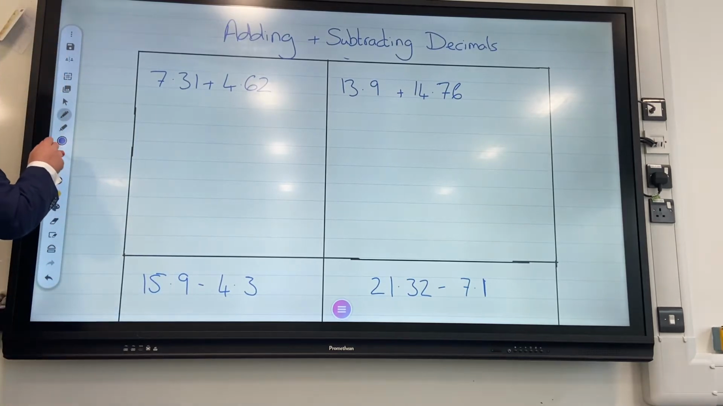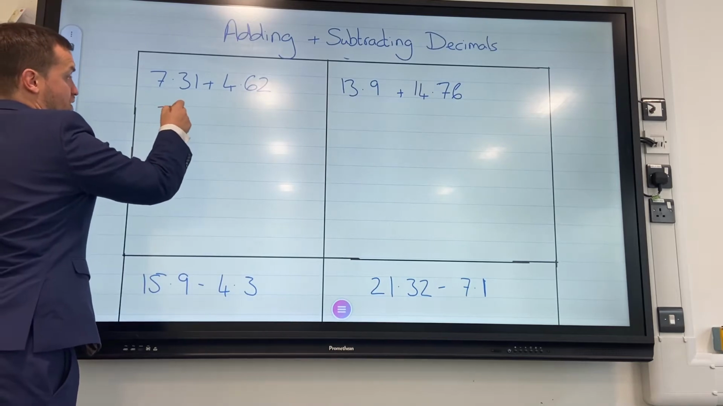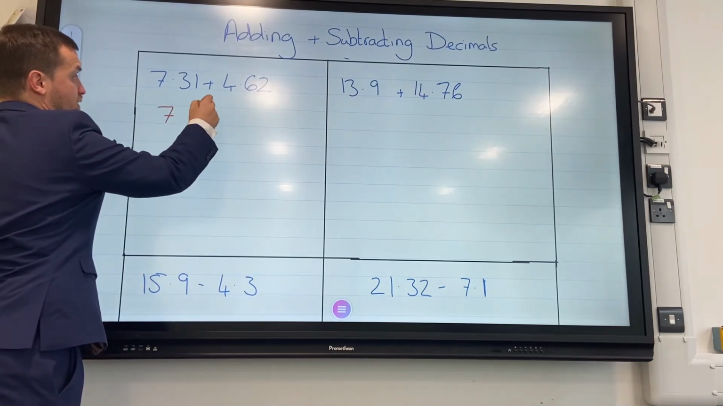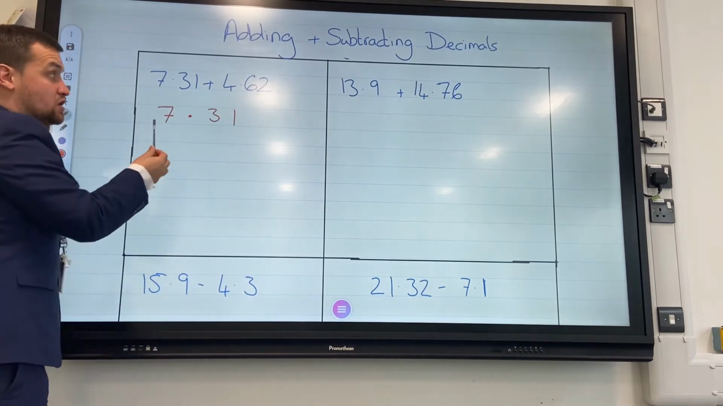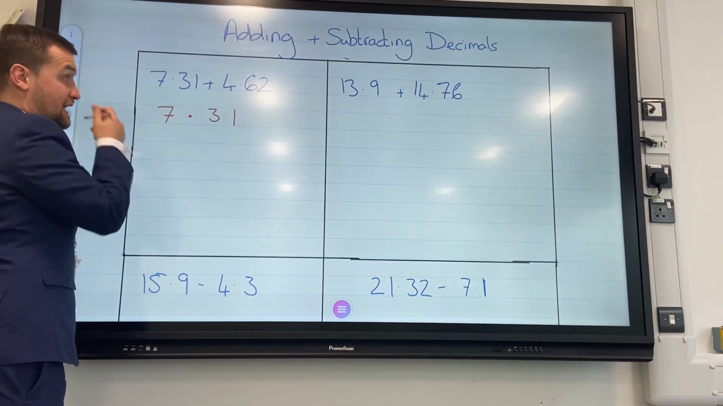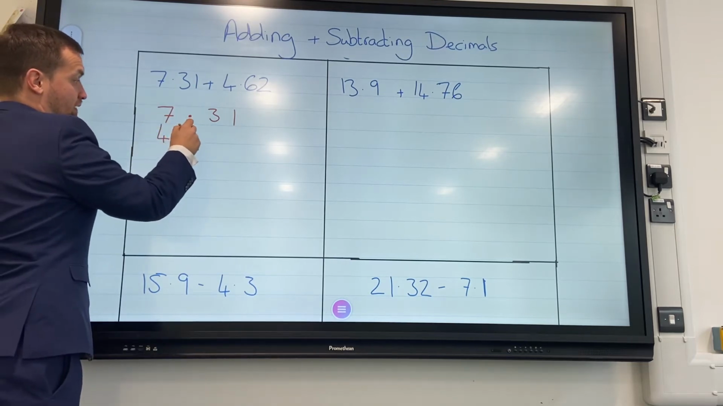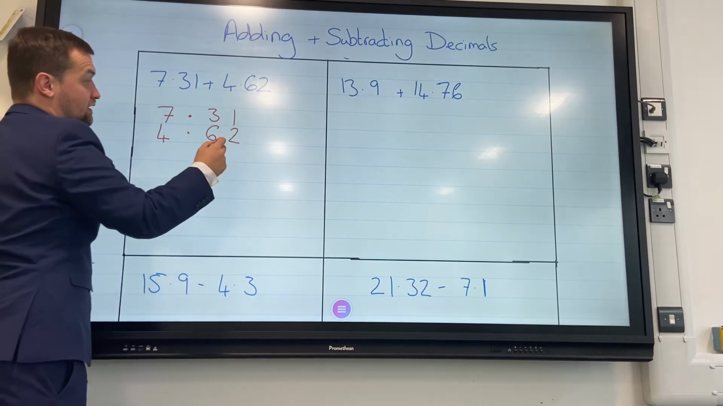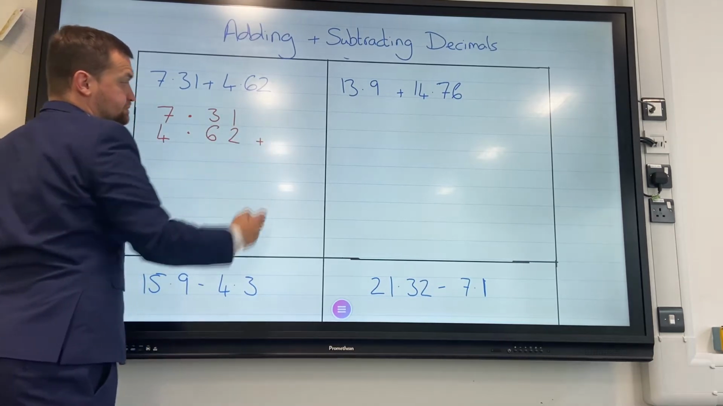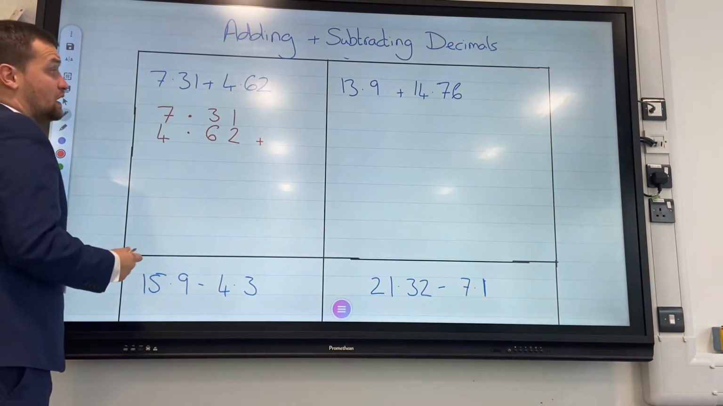Okay, so what we're going to do, we're going to rewrite this in a nice way. So we're going to put 7.31. And then we're going to make sure that each column lines up correctly, so each place value is correct. So we've got 4 there, decimal point there, 6, 2. And what I like to do, just put a little add there, just so we don't forget exactly what we're doing. Okay, and then we're going to add.